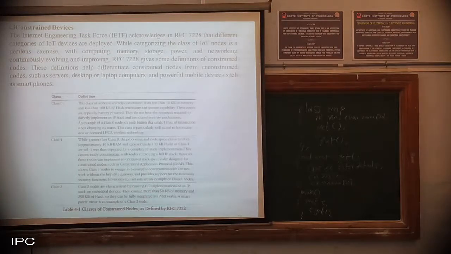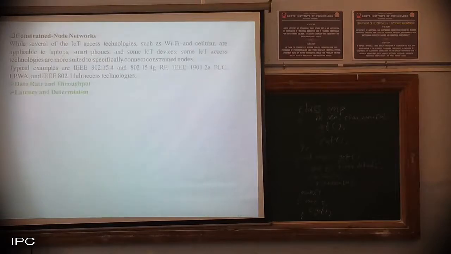And class 1 means it will have more than the previous one. That is approximately 10 KB for RAM and approximately 100 KB of flash, and IP is also supported. So that is classified as class 1. And class 2 means more than that, that is a memory of 50 KB and flash of 250 KB. So that is classified as class 2.